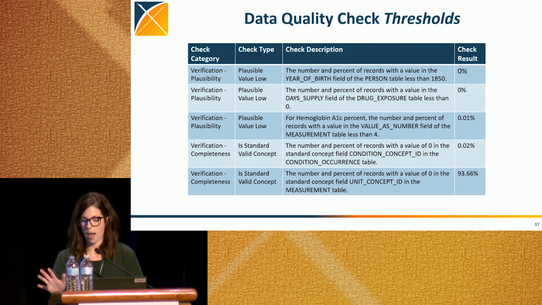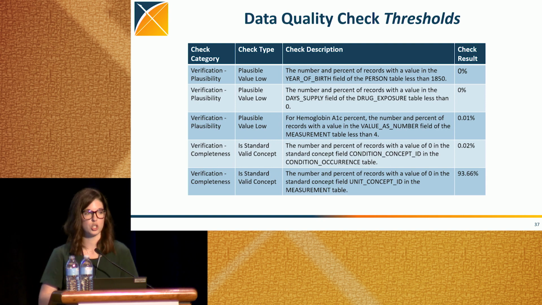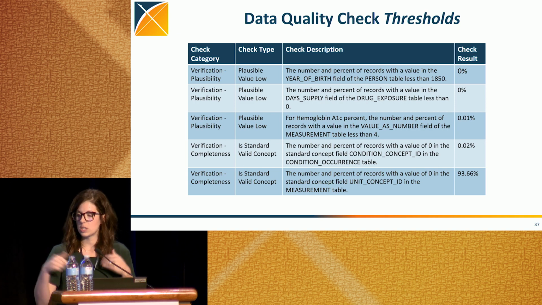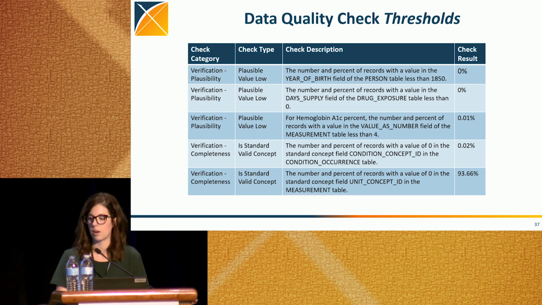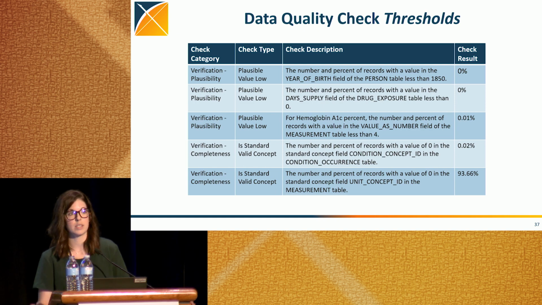So here we have those 5 checks that we wrote together from those 2 check types. And I've computed them against a large claims database, a large US database known as IBM Commercial Claims and Encounters. So you'll see they range from 0%, so I have no people in my data with years of birth less than 1850, and then they go all the way up to almost 94. So I have almost 94% of the records in my measurement table with a unit concept ID of 0.